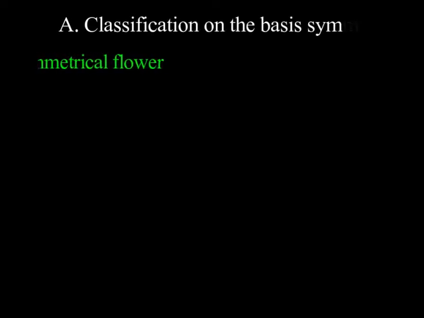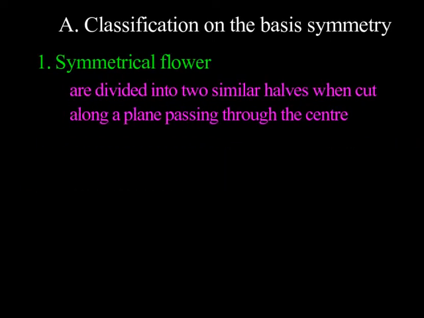Flowers are classified into 2 types on the basis of symmetry, that is symmetrical flowers and asymmetrical flowers. Symmetrical flowers are those which can be divided into 2 similar halves when cut along a plane passing through the center. For example, mustard, pea, etc.